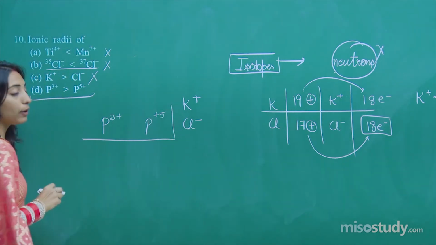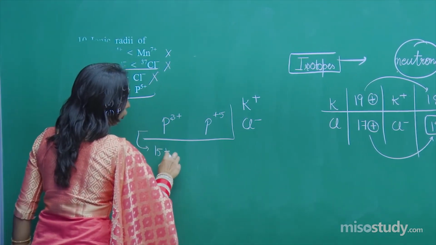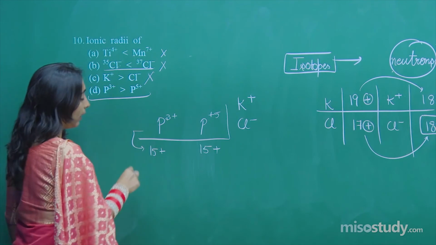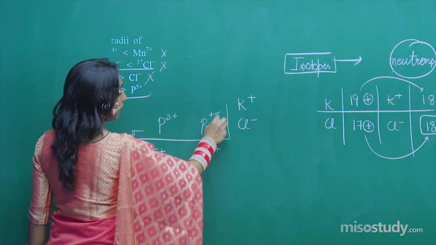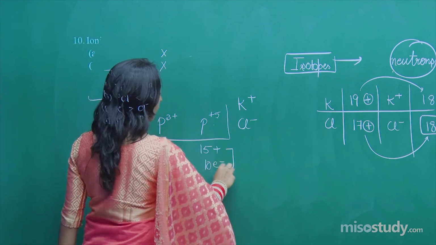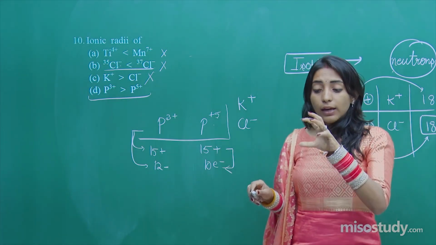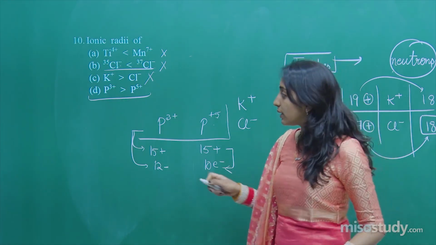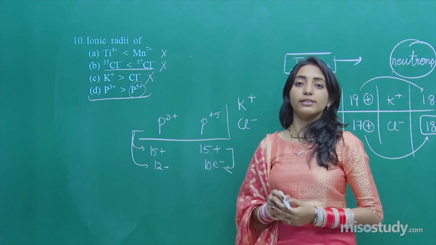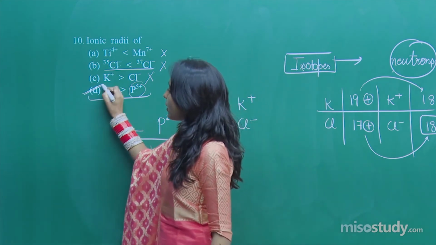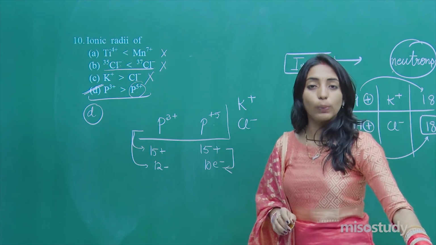But now if I compare the fourth option, which is phosphorus 3 plus and phosphorus plus 5, this is a pretty simple option and a good one. Phosphorus is having 15 protons, the number of protons is the same. P3 plus has overall 12 electrons, P plus 5 has 10 electrons. So don't you think 15 protons will be able to grip 10 electrons more strongly? So 10 electrons will be closer to the nucleus, and hence the size of P plus 5 will be smaller than the size of P plus 3. So we can say option D will be the correct option for this particular question.